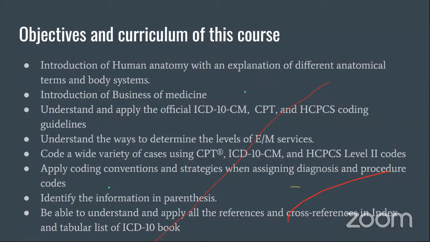The topics that are typically covered during this course are an introduction to human anatomy, an explanation of different anatomical terms and body systems. Business of medicine is a topic that needs to be covered. Of course, understand and apply the official basic guidelines of ICD-10-CM, CPT, HCPCS. Then understand the ways to determine the levels of E/M. E/M is a very important kind of coding, and you'll need to understand the levels, and code a wide variety of cases using CPT, ICD, and HCPCS. Apply coding conventions and strategies when assigning diagnosis and procedural codes.